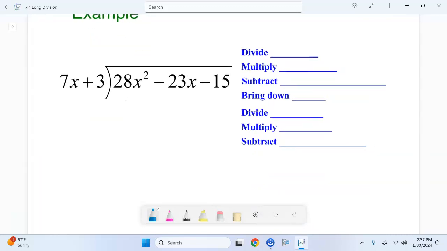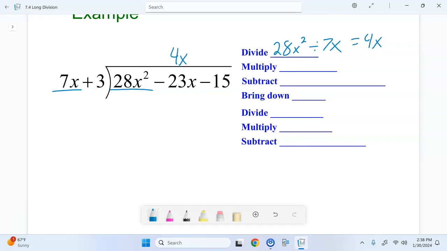Alright? The only difference, the big key difference, is that we're not looking at how many times does 7x plus 3 go into my first place value. We're only looking at the first term on each. So we're going to start with 28x squared divided by 7x. 4x. So that's the first part of my quotient. So we're going to put it up here.